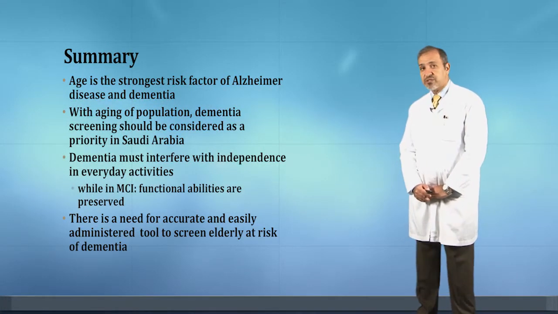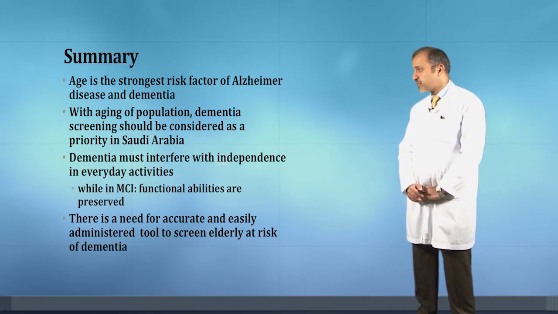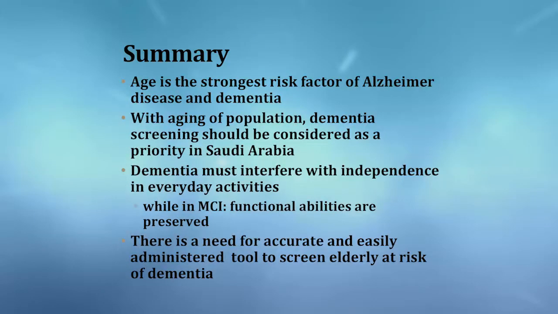In summary, age is the strongest risk factor for developing Alzheimer's disease and other dementias. With the aging Saudi population, dementia screening should be considered a priority. Dementia must interfere with independence and other activities of daily living, while in mild cognitive impairment, activities of daily living and functional abilities are preserved. And there is a need to accurately assess and administer a tool to screen the elderly to look for dementia.